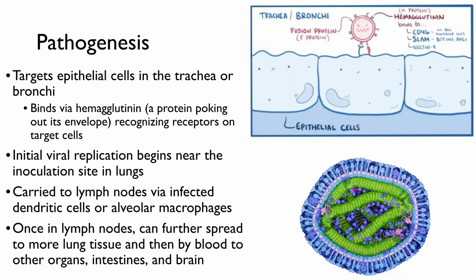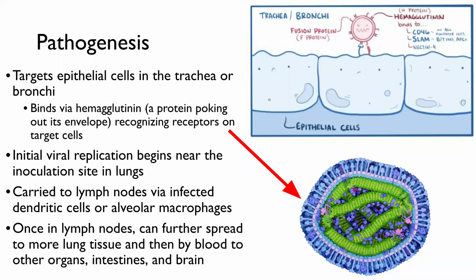And so once it makes it there, it further spreads to more lung tissue and then spreads from lung tissue to other organs, your intestines, and even your brain. So measles, once it makes an infection, it's kind of like COVID in the sense that it hitches a ride on your blood to everywhere. But its first stop is your lungs, then your lymph nodes. And once it hits your lymph nodes, it makes it to wherever it needs to go.